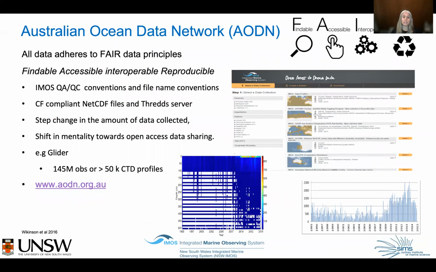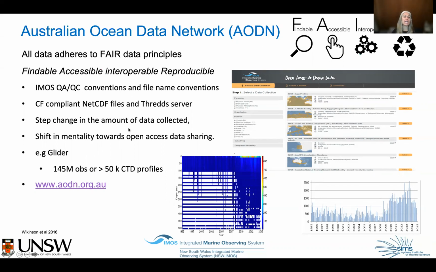So one of the cornerstones of the IMOS program is the Australian Ocean Data Network, which is this open access data portal. And the program was founded on the philosophy of open access data. And now we adhere to findable, accessible, interoperable, reproducible principles, FAIR principles, we call them. We have developed IMOS QA, QC conventions. We've developed IMOS file naming conventions. And all the files are CF compliant NetCDF files that are available through a metadata server, or the data portal and the metadata server, and through a THREDDS server.